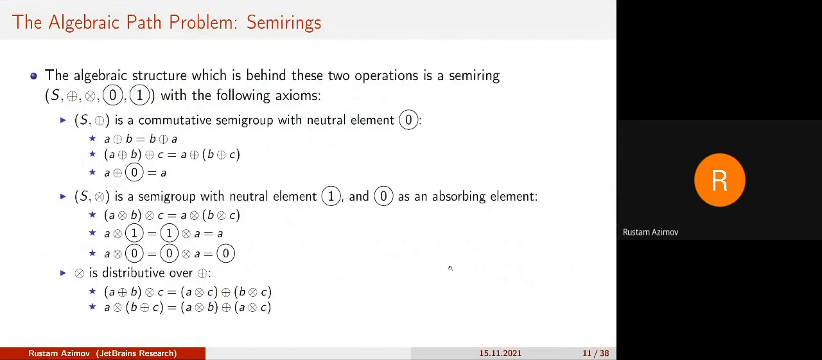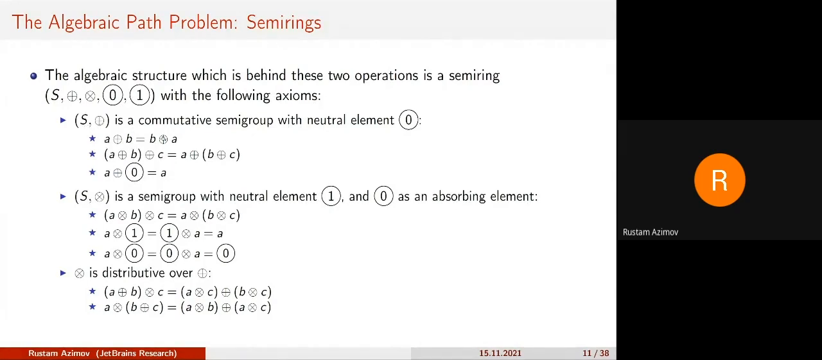Now, behind these two operations, we have the algebraic structure, the semiring. Here we also can have the neutral elements for these two operations and the following axioms.